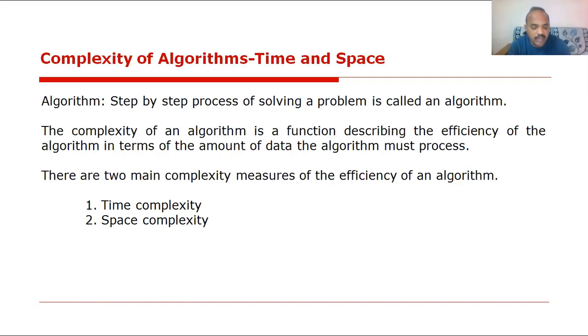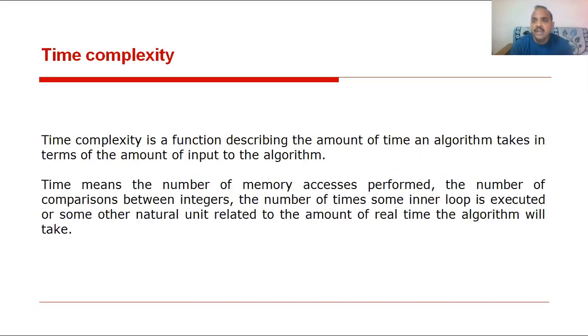Then the complexity of algorithms. There are two types of complexities: one is time complexity and the second one is space complexity. First, what is an algorithm? A step-by-step procedure to solve a problem is known as an algorithm. Then these are the two types of complexities, time complexity and space complexity.